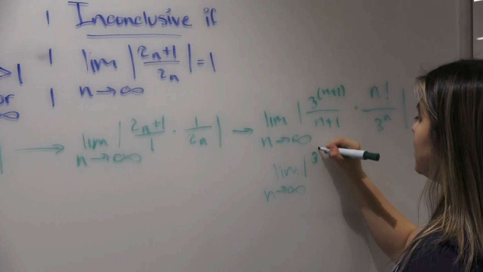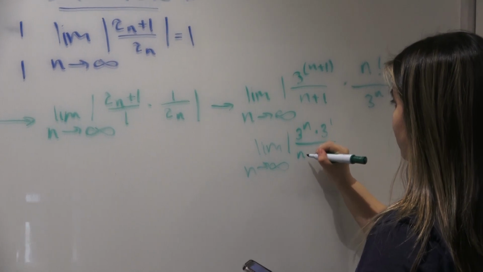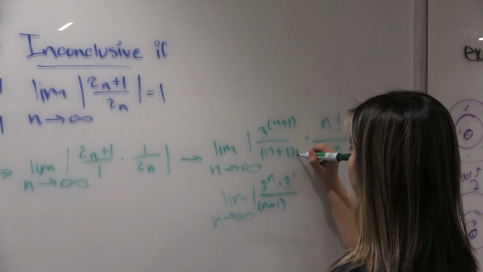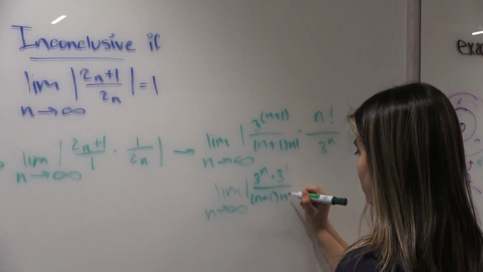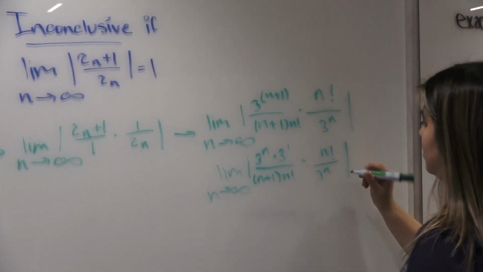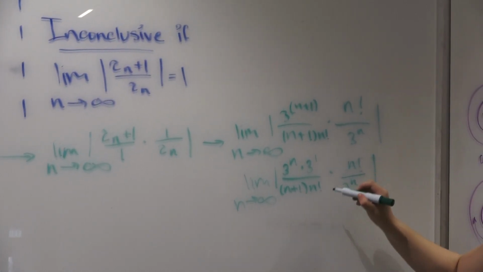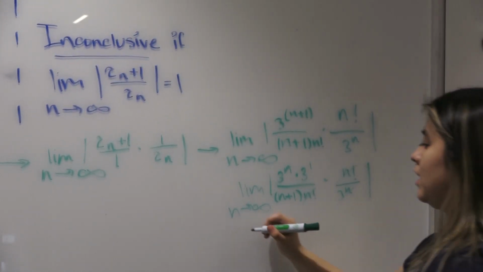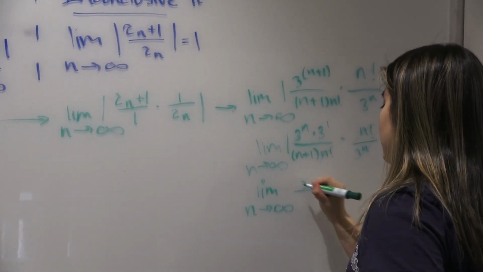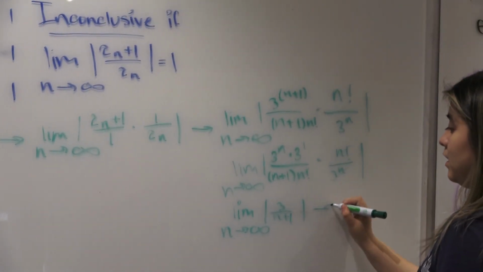So we have 3 to the n times 3 to the 1 over n plus 1 times 1 over n. So you just write it out. Then we can see here what we can cancel out. So we can cancel this out, cancel this out. So what we're left with is the limit as n approaches infinity of 3 over n plus 1. Then we can plug in the infinity.